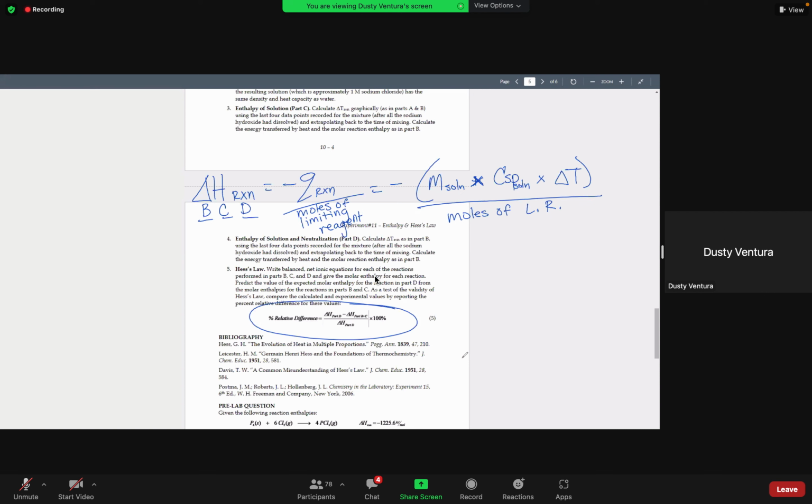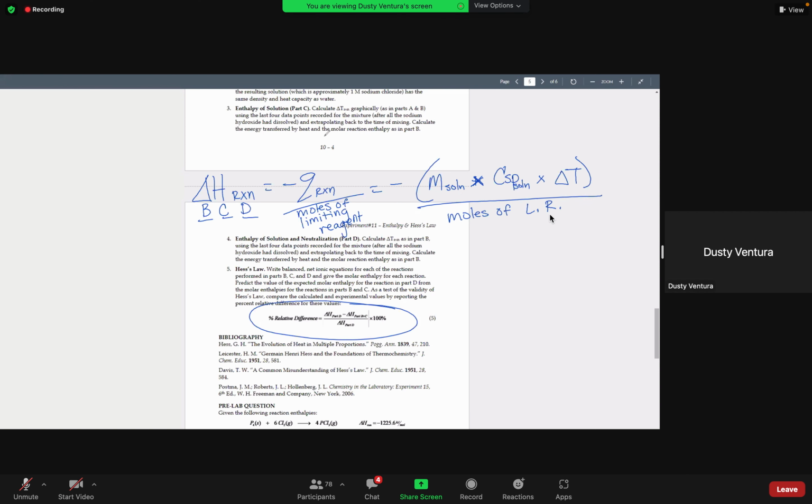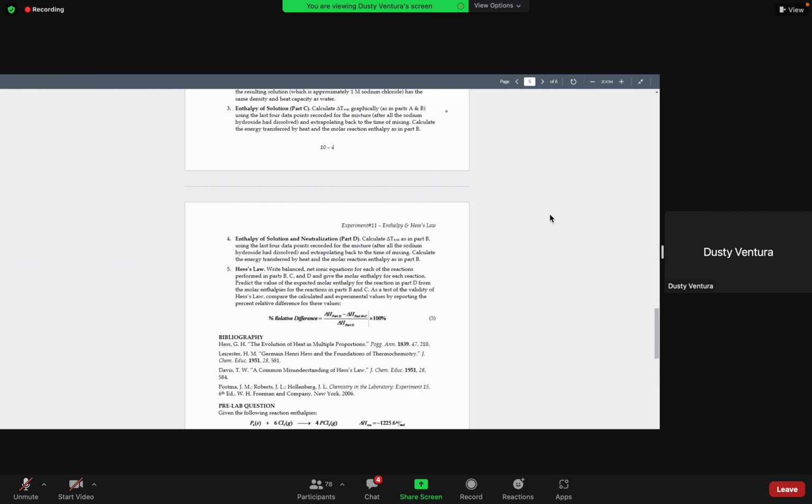The mass of the two reactants times 4.184, divided by moles of limiting reagent. Any more questions about the lab write-up before I go on into the pH?